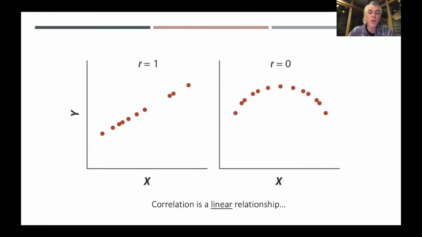Now, it's important to note that correlation coefficients measure linear relationships. In the plot on the left, there's a positive correlation of 1. In the plot on the right, even though the two variables are tightly related to one another, the relationship is fundamentally nonlinear. And as a result, the linear correlation coefficient is actually equal to 0. There is no net positive or negative relationship between these two variables.